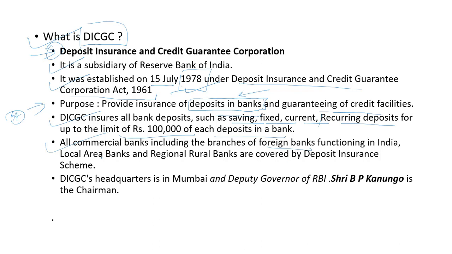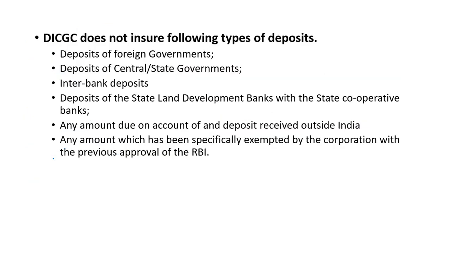Functioning in India, local area banks like cooperative banks and regional rural banks are covered by the deposit insurance scheme. DICGC's headquarters are in Mumbai, along with the RBI. RBI headquarters are also in Mumbai, and the Deputy Governor of RBI, Shri BP Kanungo, is the present chairman of DICGC. So this point is insurance. This is what all you should know about DICGC.